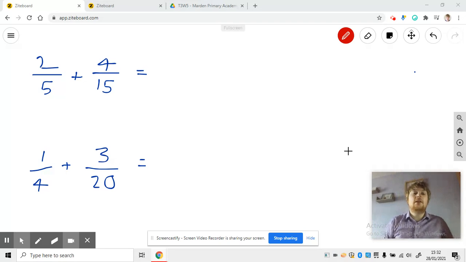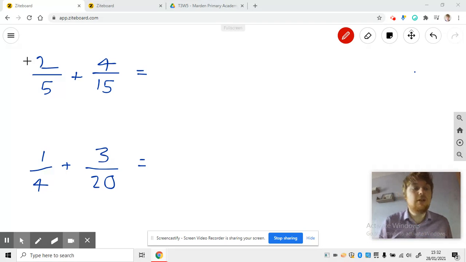Now, first things first, this relates to half of the work we've been doing over the past week and a bit. We were looking at comparing fractions, finding equivalent fractions, where we have to change the denominators and the numerators to get comparable denominators, common denominators, and that is what we need to do today.